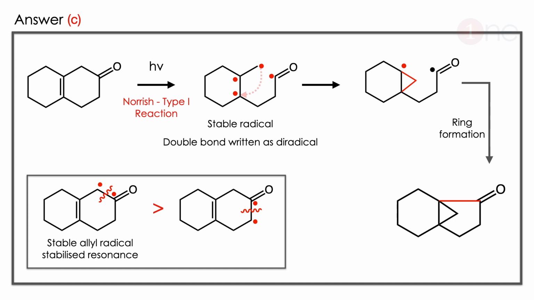The answer is C. Let us see why. This is a Norrish type 1 reaction, where a radical forms by breaking of the C-C bond in the carbonyl. So the C-C bond breaks and the carbonyl is forming. Then what will happen here? The radical has to be stabilized.